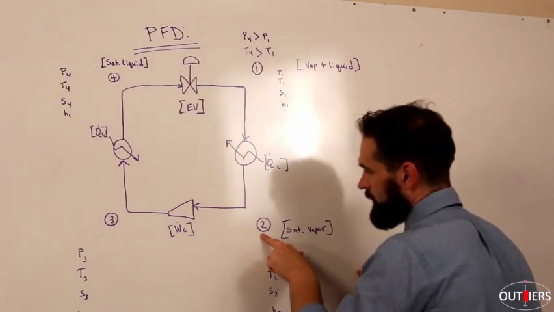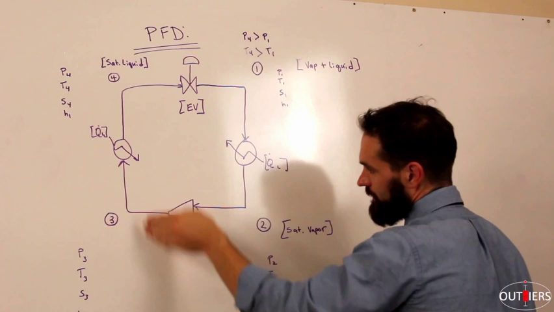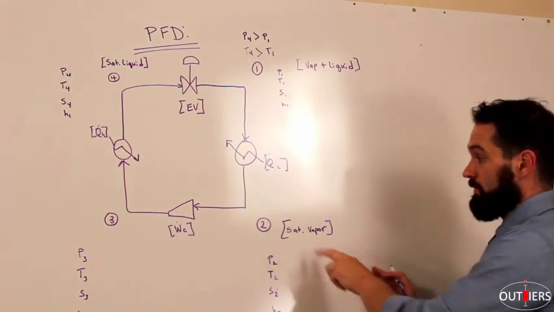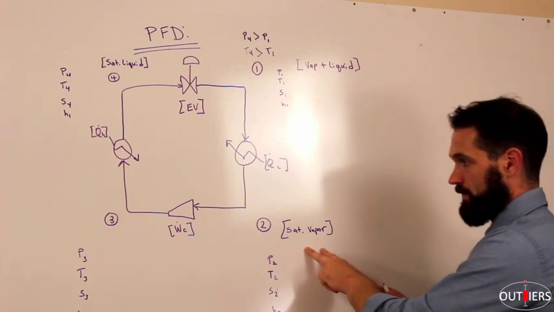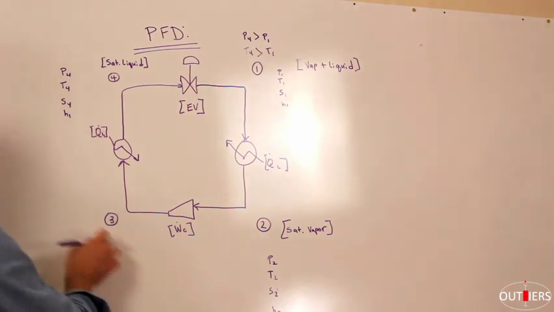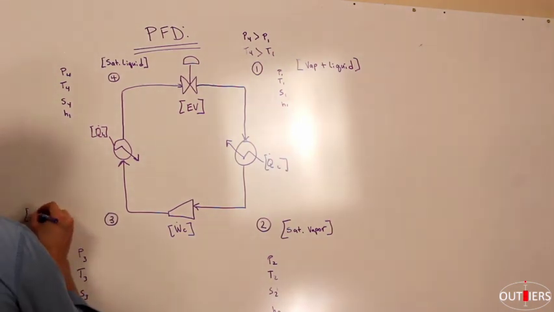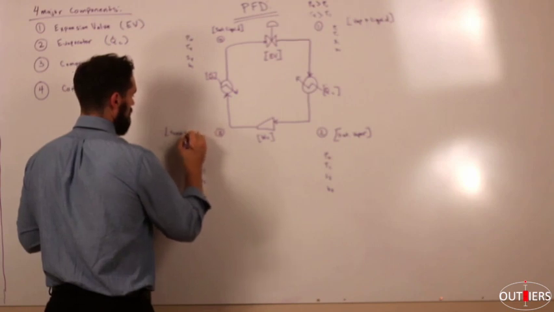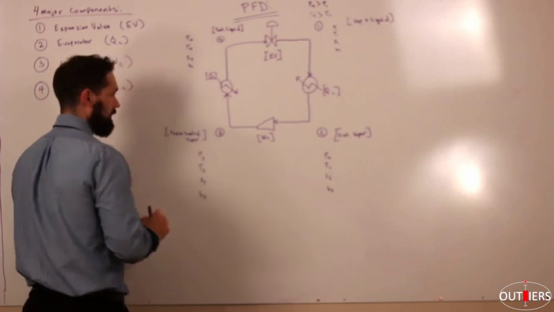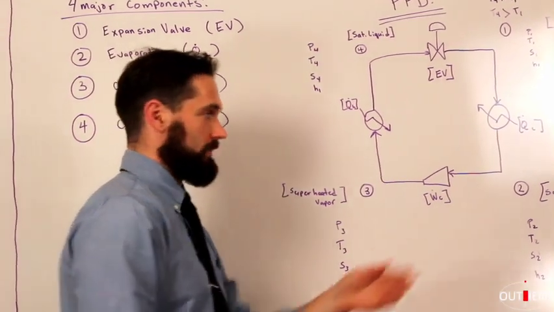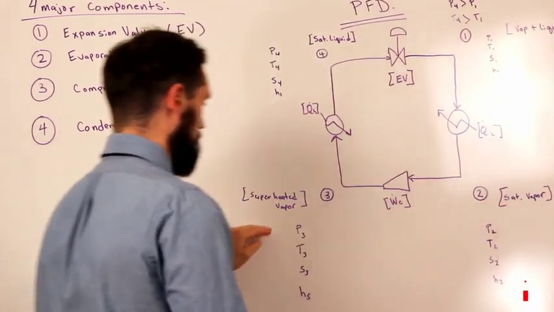Now what happens is as we go from state 2 to state 3, we have this compressor. And all the compressor is doing is imparting work to this saturated vapor. So it's imparting work, increasing the pressure, and likely increasing some of the temperature, and what we wind up with is something we would call superheated vapor, which is really just a fancy way of saying it's vapor that's no longer in equilibrium with its liquid phase anymore. So it's not saturated, it's superheated.